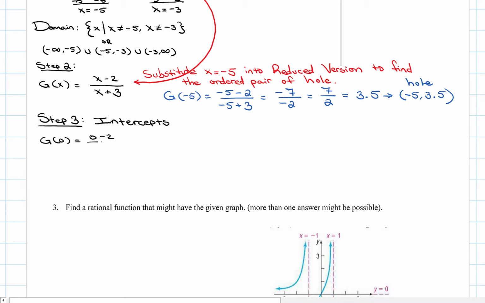All right, let's substitute 0 for x. G of 0 is going to be equal to -2/3. So our y-intercept is at (0, -2/3). Now let's find the x-intercept.